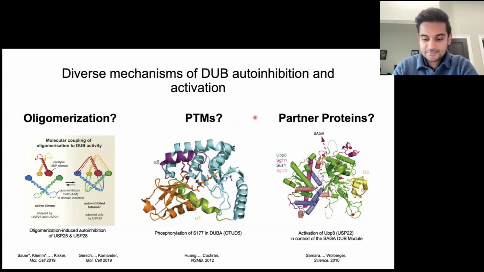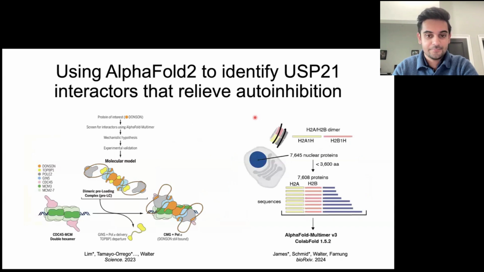I would say that I got really inspired by some fantastic work done in the last few years using AlphaFold, not in the way that you would think for general protein structure prediction, but as a tool for in silico protein-protein interaction screening.